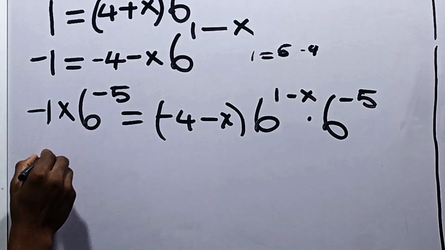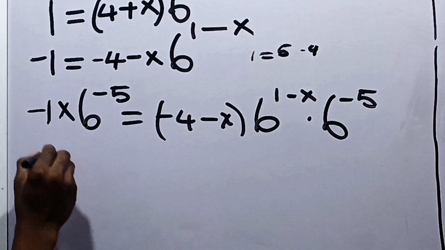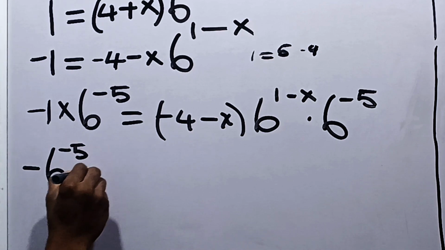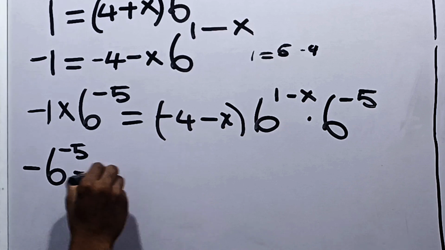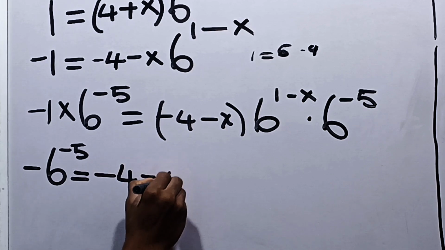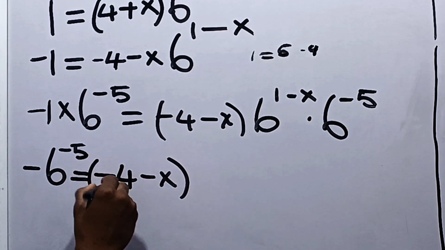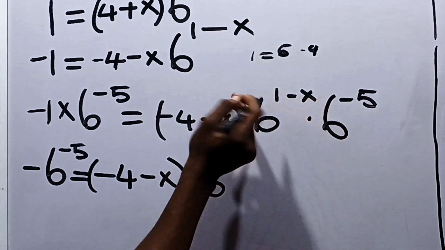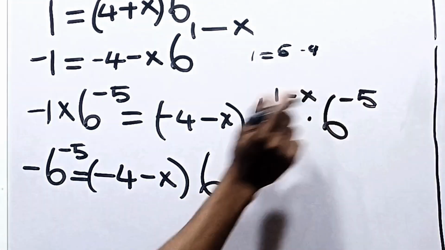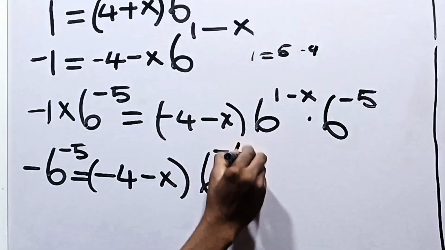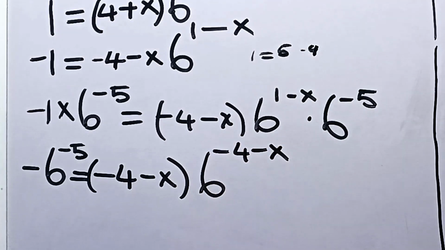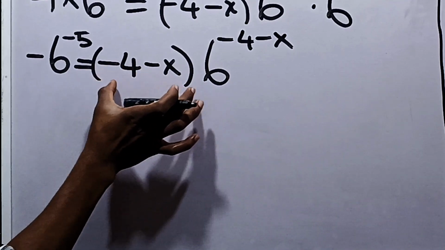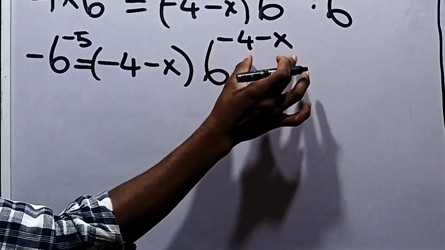1 times this is the same thing as this, so we have negative 6 raised to the power negative 5 on this side, to be equal to negative 4 minus x multiplied by 6 raised to the power... Now, when you have multiplication, you add the powers. So we have 1 plus negative 5 to be what? Negative 4, and then we have minus x. Now we've achieved a form of uniformity between what is in the base and what is in the power.